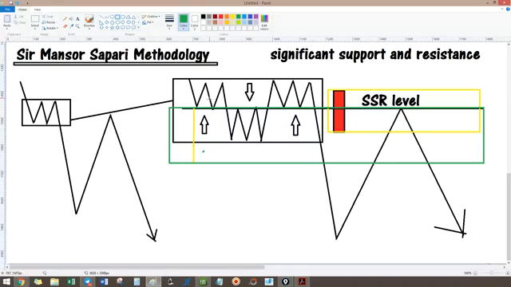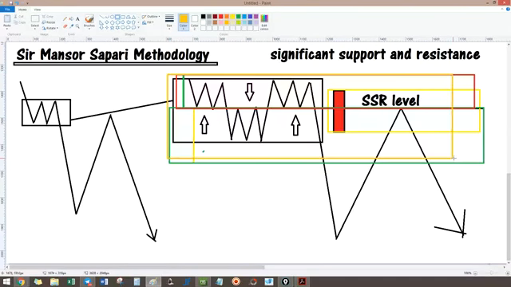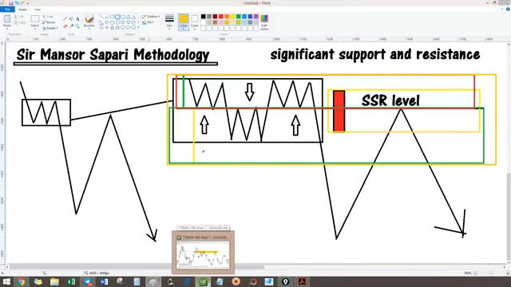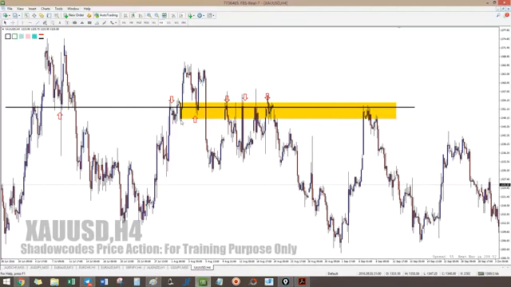Or you can also take, if you have something like this shadow, you can also take this level. Or you can take this body, or you can take the whole shadow to shadow area. So that depends on what you see, as long as you are having a trade here. So train your eyes to see this kind of setup.